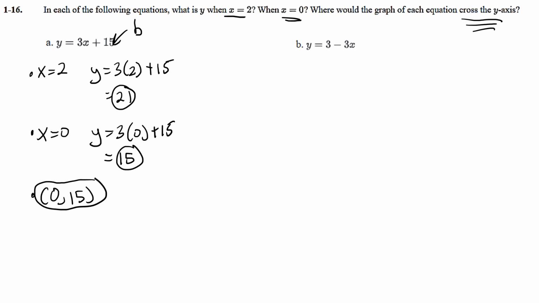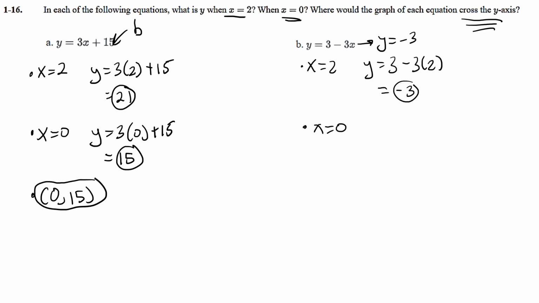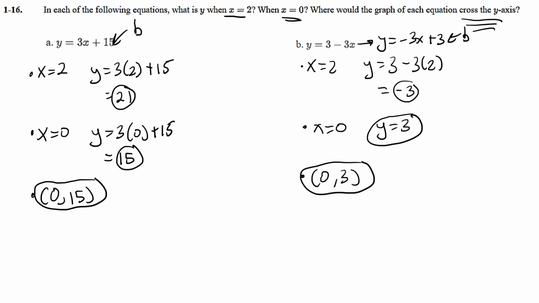So for part B, same idea. We're going to let x equal 2. So we get y equals 3 minus 3 times 2. Well, 3 times 2 is 6, and 3 minus 6 is -3. So you're kind of using what I did before. This is really y equals -3x plus 3. So 3 is b. So when x is 0, we would assume y would be 3. That's the y-intercept. And so that means the graph would cross at (0, 3) on the coordinate plane.